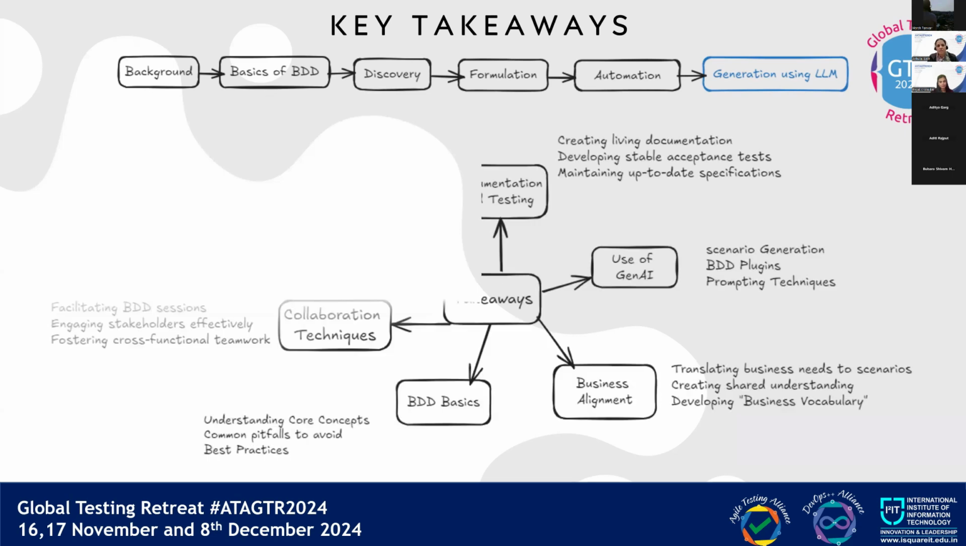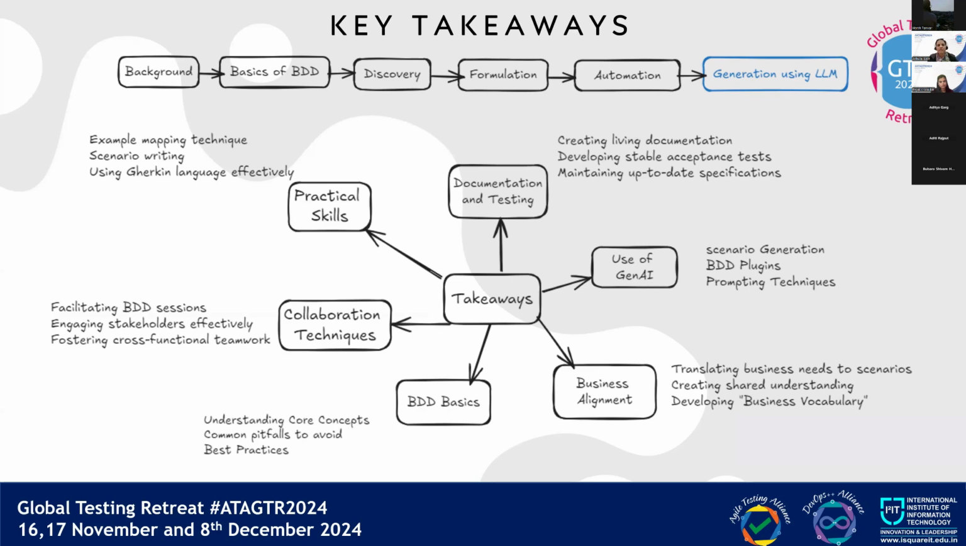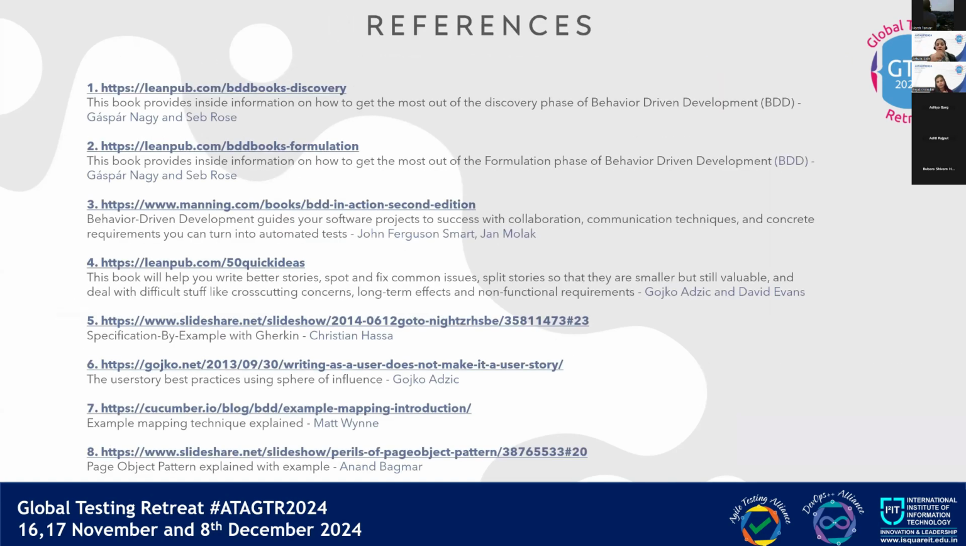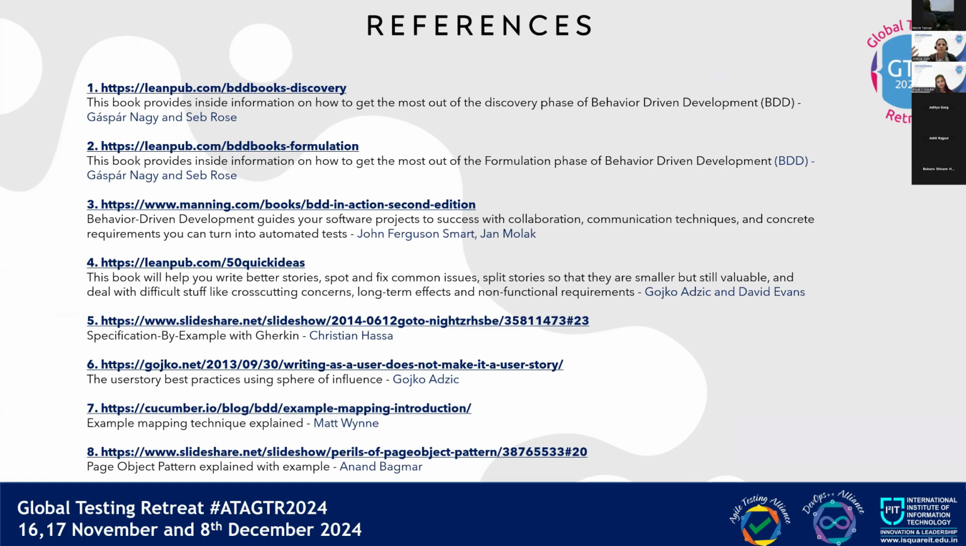So that brings us to the end of this small workshop. We started from business alignment, moved on to basics of BDD, collaboration technique with the help of example mapping, and then importance of structured conversation, finding the behavioral boundaries of the stories, and then using GenAI for really bringing in efficiency in our work.